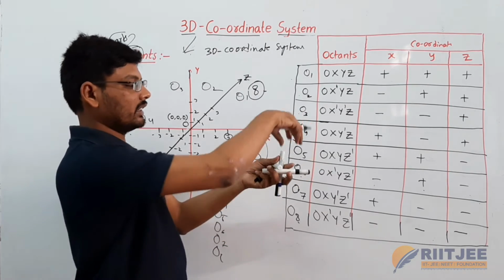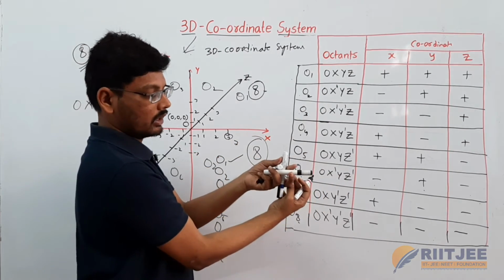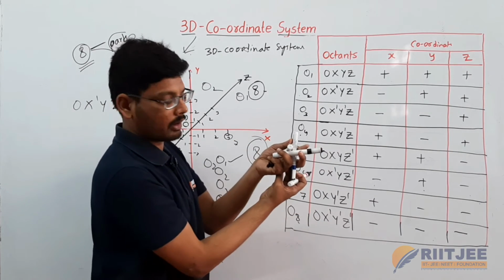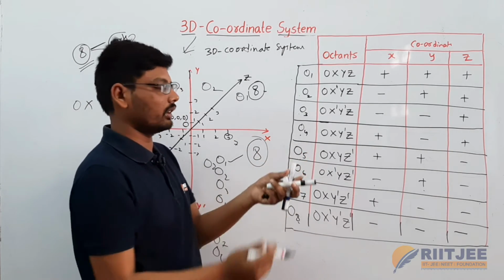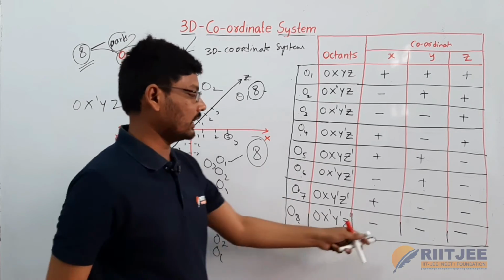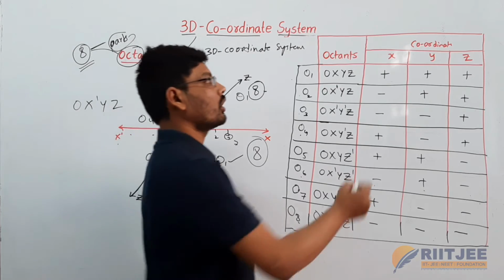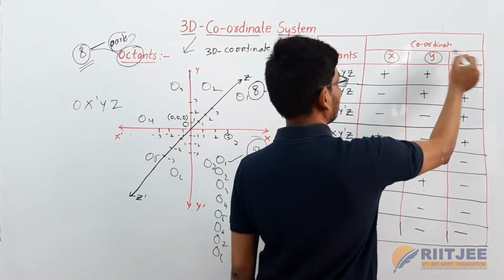This is one octant, this is backside one more, and this is third one, this is the fourth one, this is the fifth one, this is the sixth one. Here bottom of this one, sixth, seventh one, this is eighth one. In this eighth one we are getting all are negative here. This is the position of the point in the coordinate system of x, y, z.